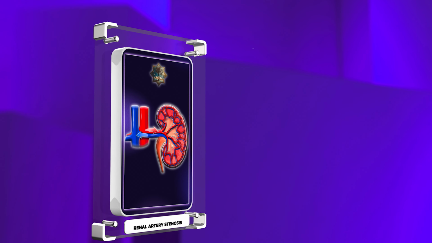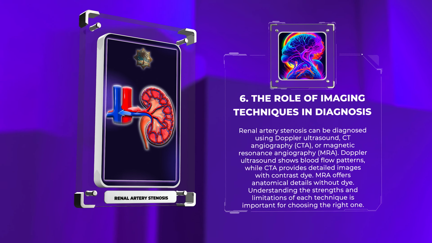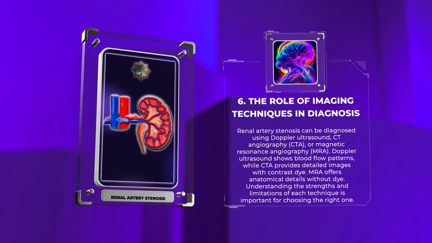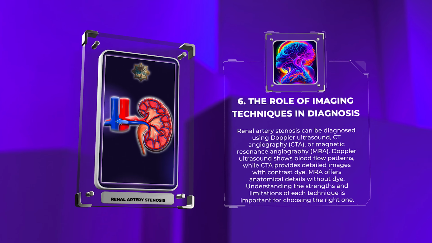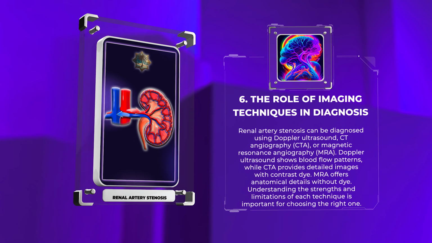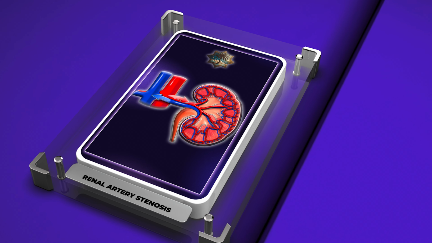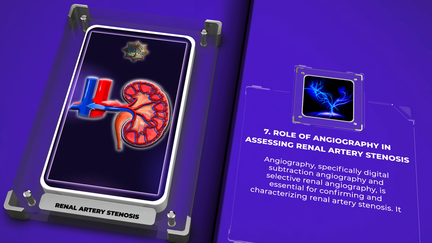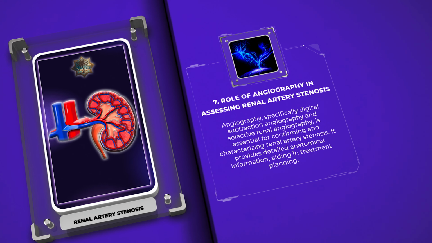Renal artery stenosis can be diagnosed using Doppler ultrasound, CT angiography, CTA, or magnetic resonance angiography, MRA. Doppler ultrasound shows blood flow patterns, while CTA provides detailed images with contrast dye. MRA offers anatomical details without dye. Understanding the strengths and limitations of each technique is important for choosing the right one. Angiography, specifically digital subtraction angiography and selective renal angiography, is essential for confirming and characterizing renal artery stenosis. It provides detailed anatomical information, aiding in treatment planning.